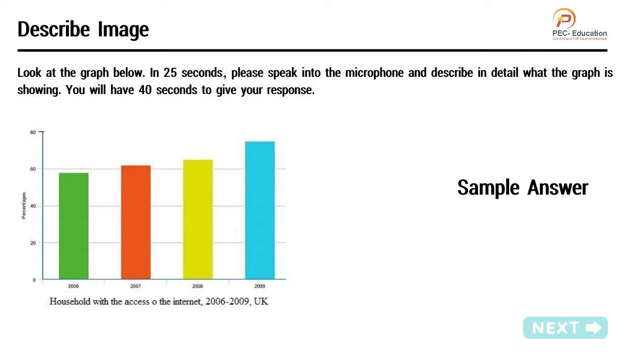This bar graph represents the percentage of households with access to the Internet in the UK from the year 2006 to the year 2009. It can be seen that the percentage of Internet access increased gradually. In 2006, almost 60% of households had access to the Internet.